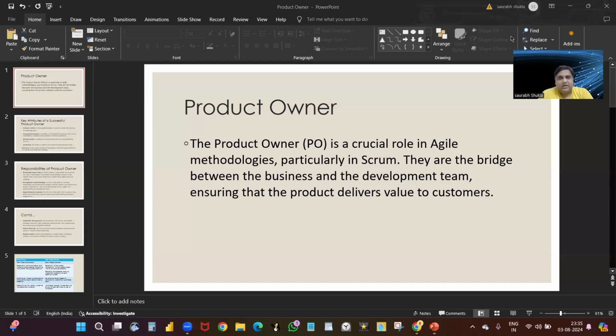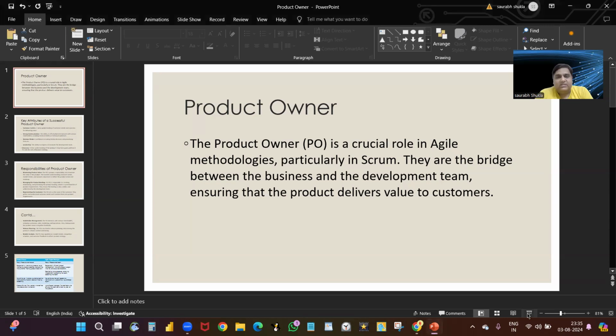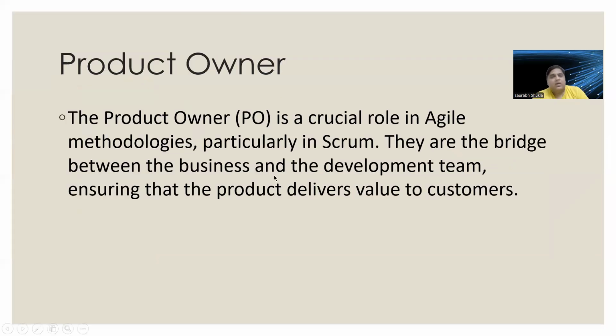So let me share my screen and we will go through this, basically just to understand what a product owner is, what their role is, and how they are going to do that. All these things I am going to cover here. So what is a product owner and what is his role in an agile and scrum kind of environment? The product owner is a crucial role in agile methodologies, particularly in scrum. They are the bridge between the business and the development team, ensuring that the product delivers value to the customers.